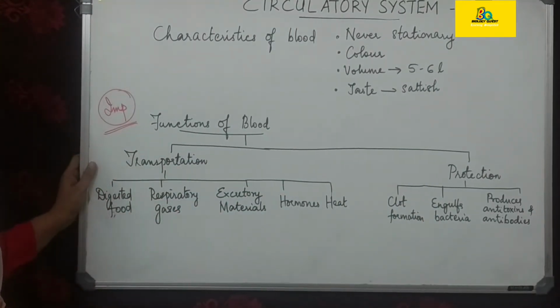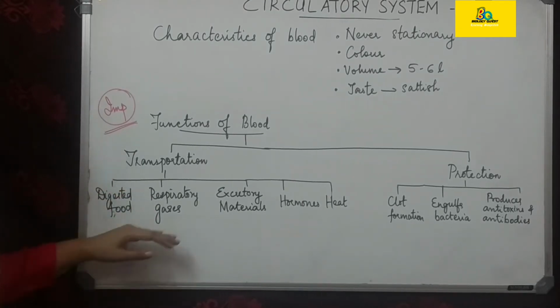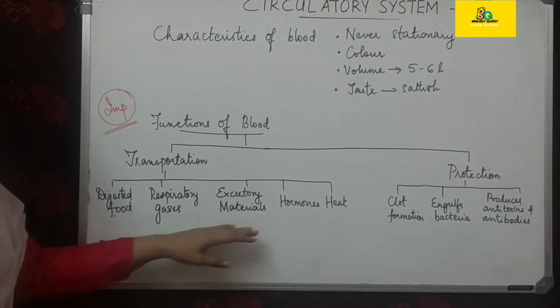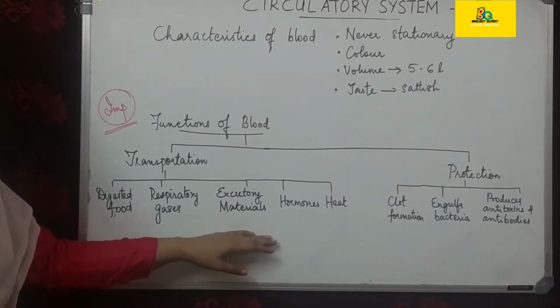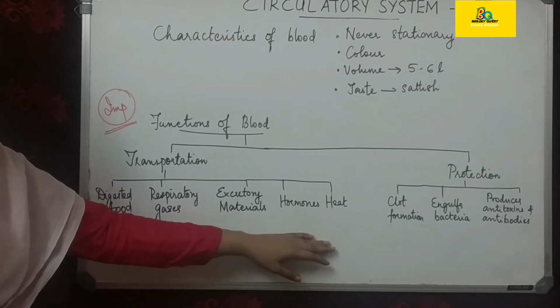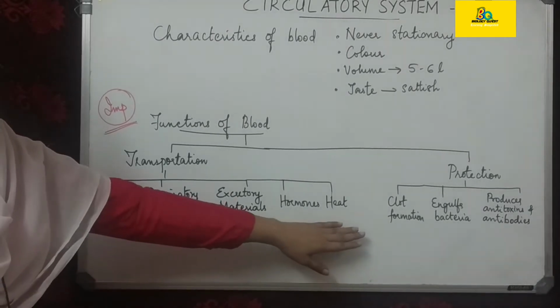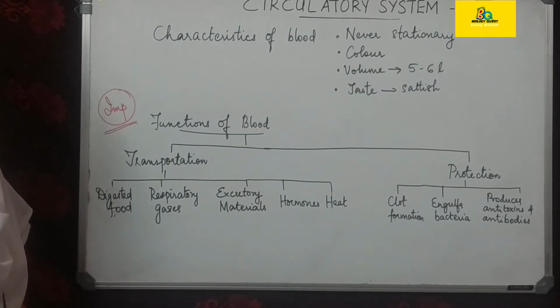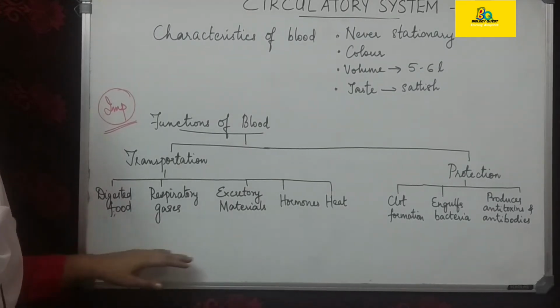Under transportation comes the transportation of digested food, and the transportation of respiratory gases, as I have told in the beginning: oxygen from the lungs to the different parts of the body and carbon dioxide from the cells or tissues to the lungs. The transportation of excretory materials again takes place through blood. The transportation of hormones from the endocrine glands to the sites of their action is again through blood. And heat: the distribution of heat throughout the body so as to regulate the body temperature. So all these are the transportation functions of blood.